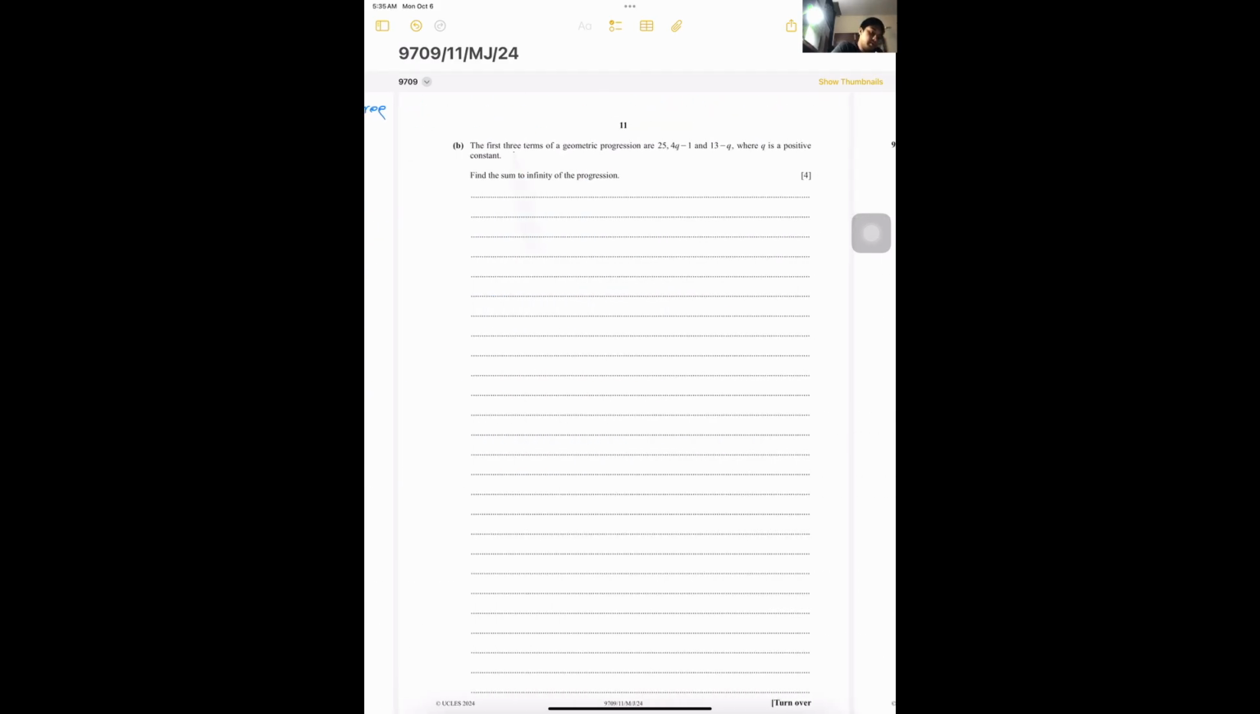The first three terms of a geometric progression are this, where q is a positive constant. Find the sum to infinity. This time it's a little different. We need to find r, which is 4q minus 1 by 25. Again, r is 13 minus q by 4q minus 1. Again, we will do r equal to r. We need to find the value of q again.